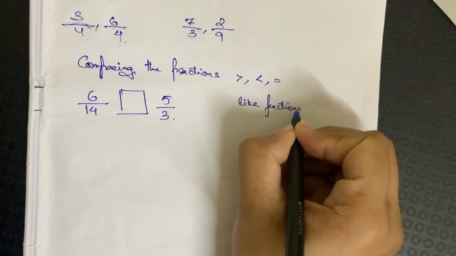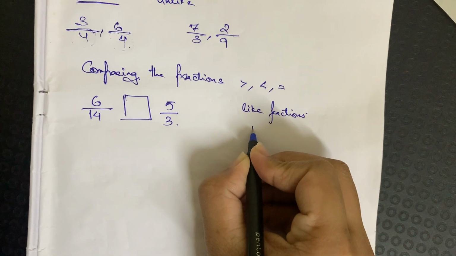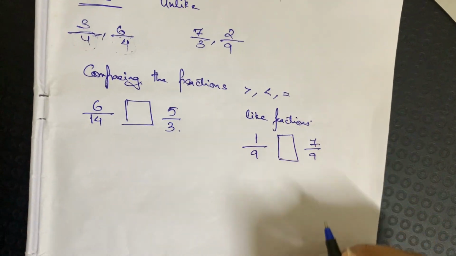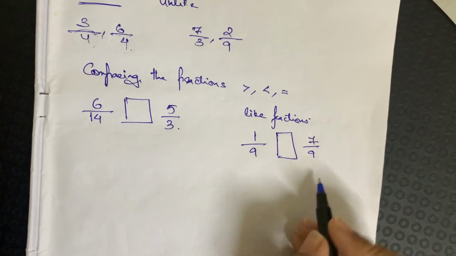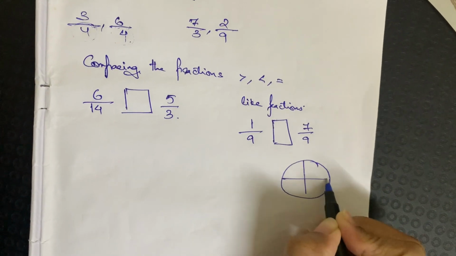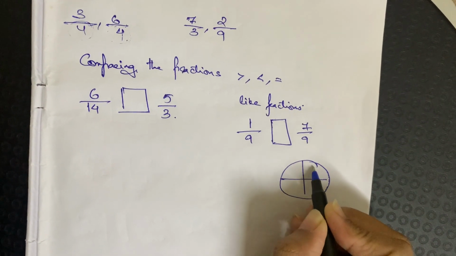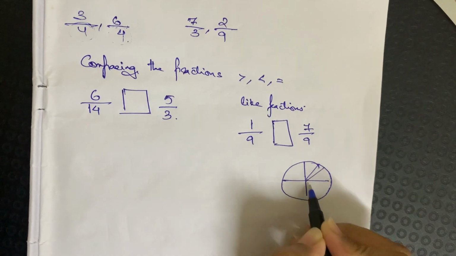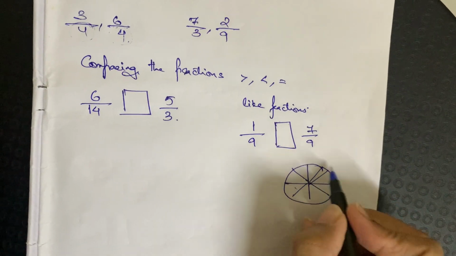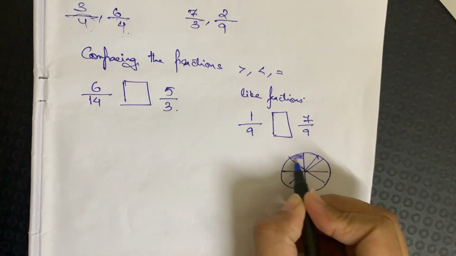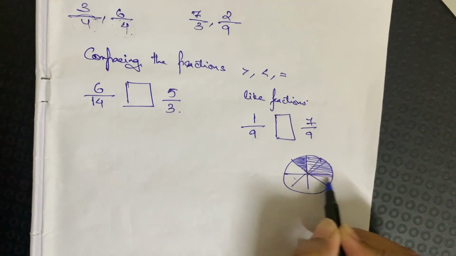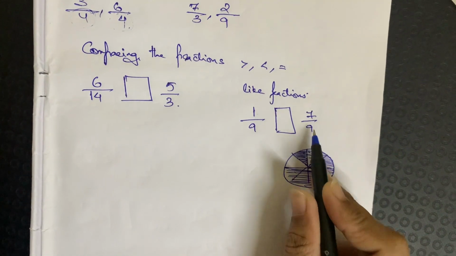If like fractions are given, like maybe 1 upon 9 and another one which is 7 upon 9. So what I can do is, there was a complete fraction in which they made 9 sections. 1 2 3 4 5 6 7 8 9. Nine sections were made, and when it is talking about one section, maybe this is that one section, and 7 sections means everything leaving only one section. So I know obviously the 7 by 9 is bigger.